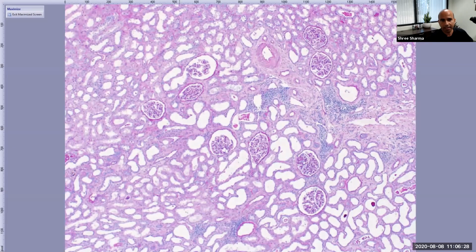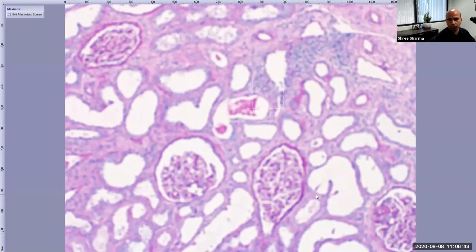Like in this field, I'm seeing many gloms: 1, 2, 3, 4, 5, 6, 7, 8, and 9. Only one of them is showing something which has not been shown by the others. Like in this power, let me go one more high power.